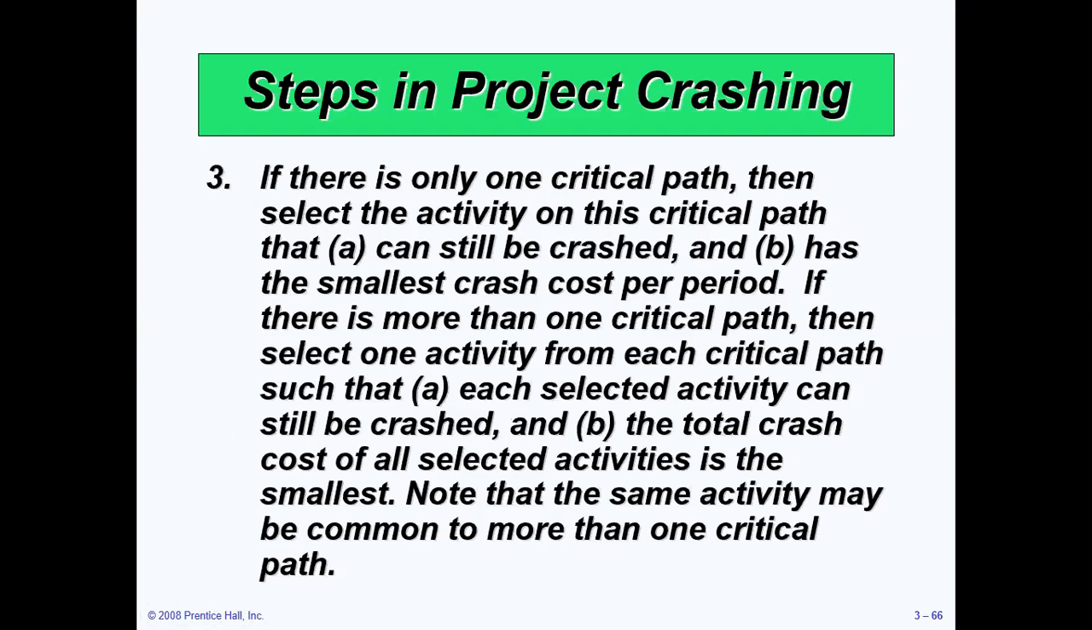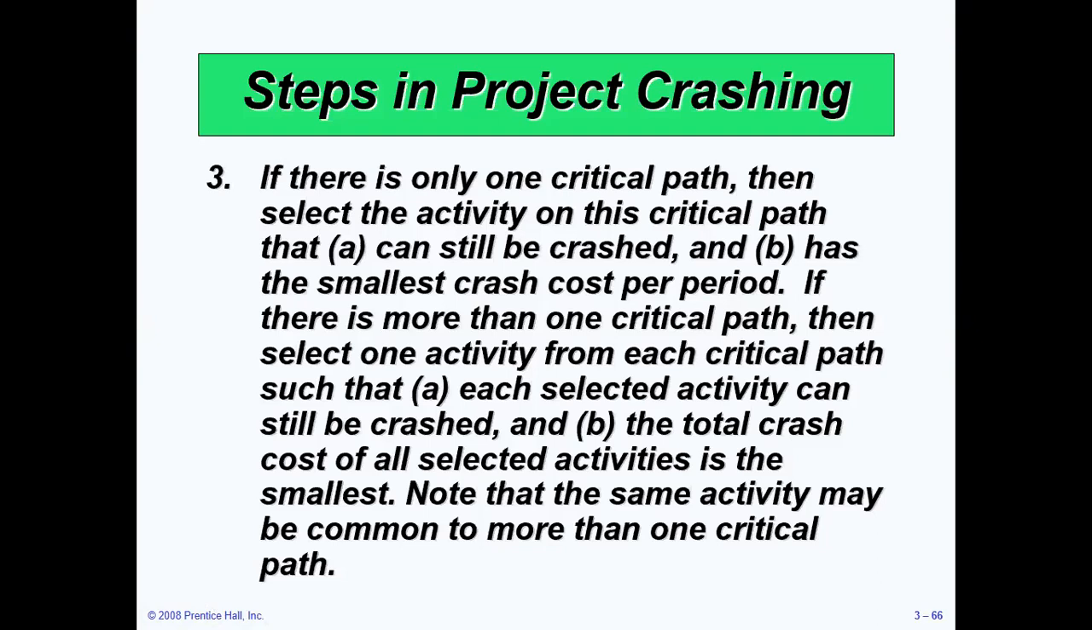Focus on this third step. If there is only one critical path, then select the activity on this critical path that can still be crashed, and that has the smallest crash cost per period. So this is for if we have only one critical path: we have to select that activity on the critical path that can still be crashed and that has the smallest crash cost per period.